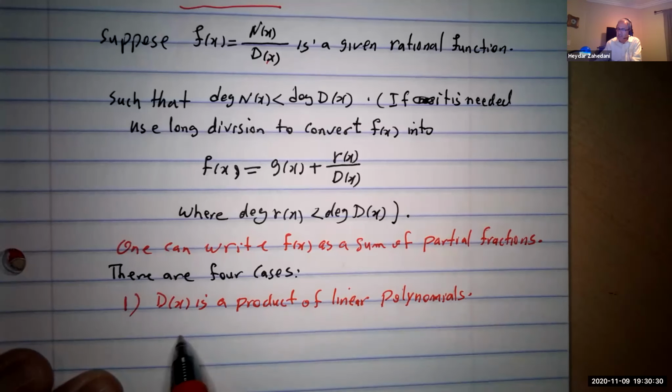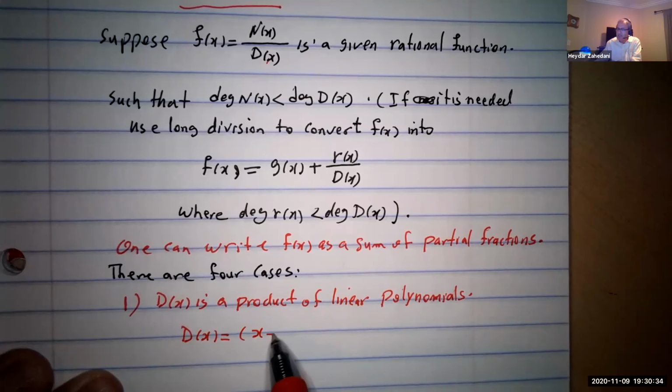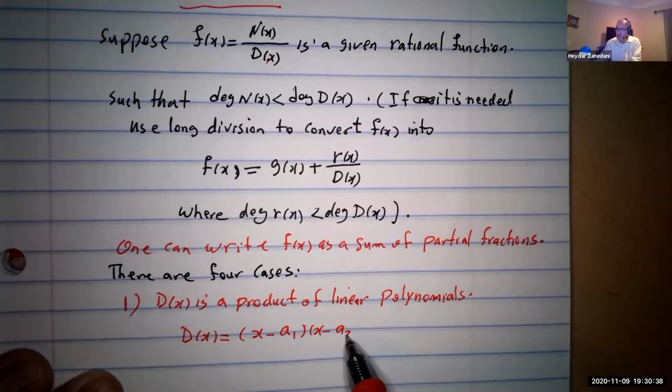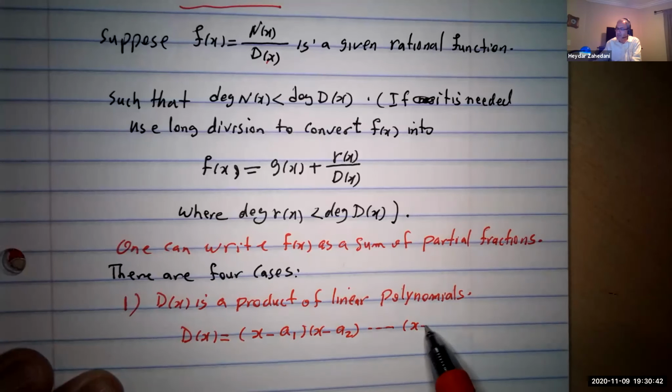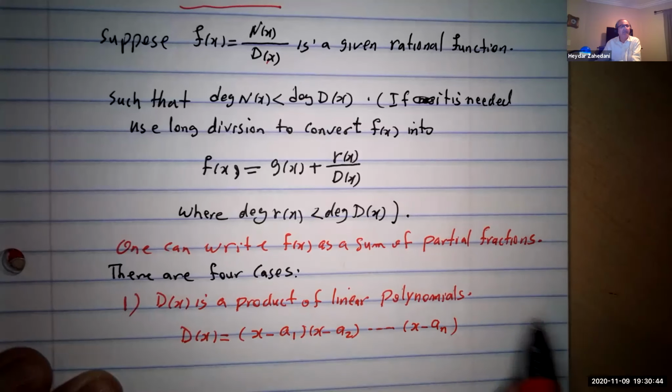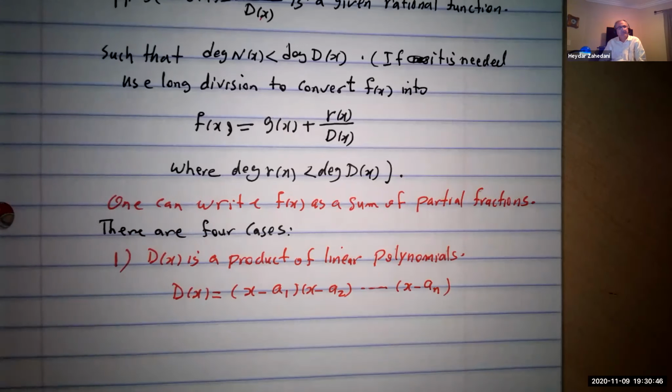Linear polynomials means this is d of x. It's going to be something like x minus, let's say, a1 times x minus a2. It's going to be just a couple of them, suppose it's going up to x minus an. Something like x minus 2 times x plus 2, or x minus 2 times x plus 3. So suppose d of x is a product of linear polynomials.